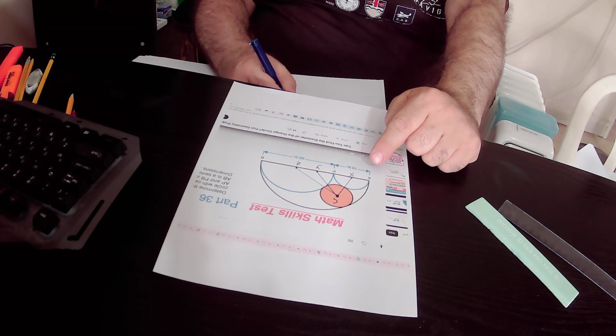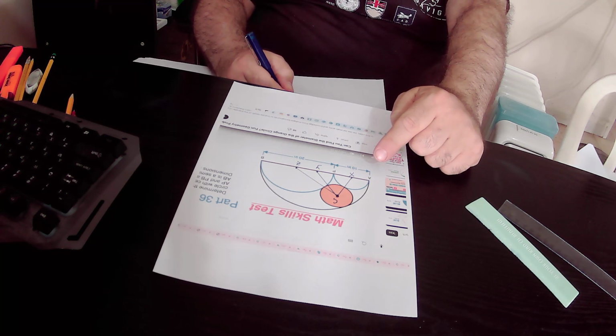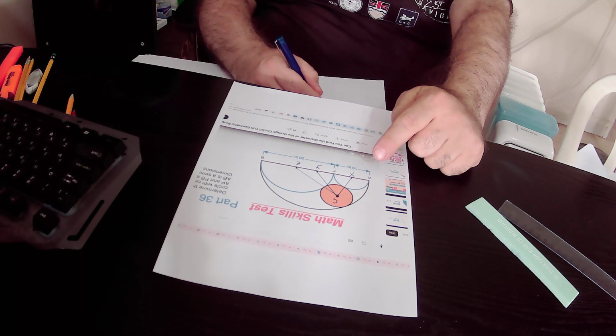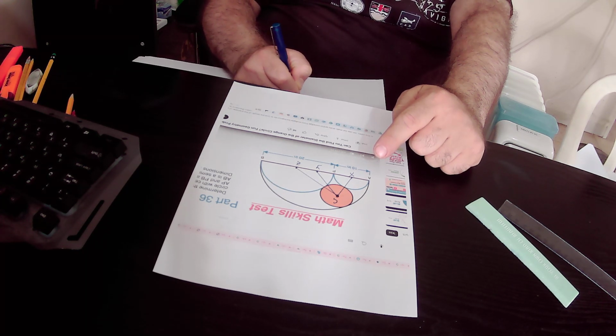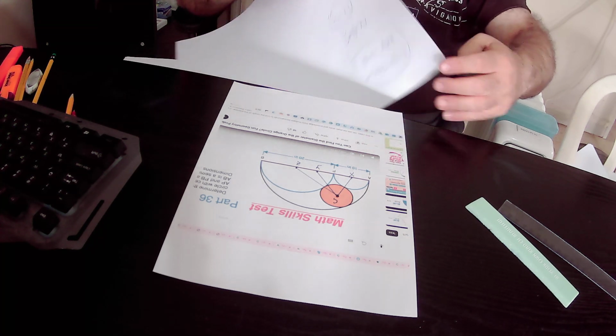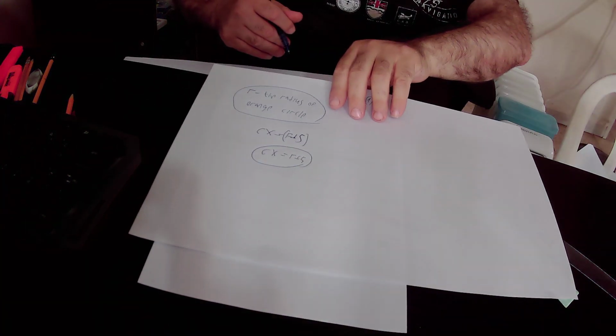So in conclusion, the distance between the centers will be equal to the sum of the lengths of the radii, that is to say it will be equal to r plus 5. I repeat again, CX equals r plus 5.